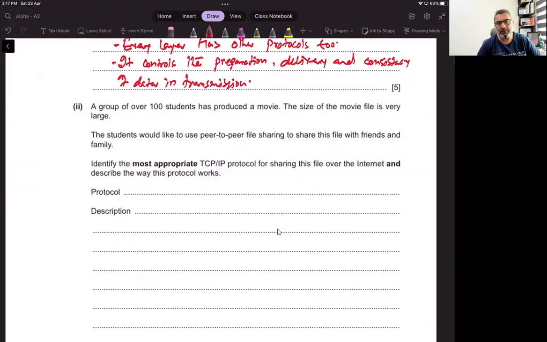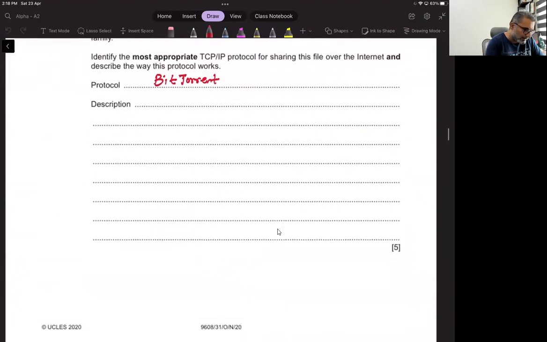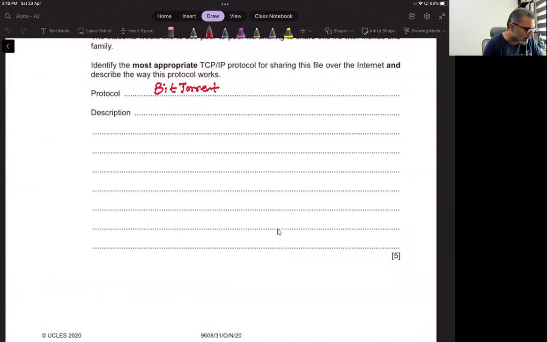So if you do remember, the only peer-to-peer network protocol that we have studied in our syllabus is BitTorrent. And since overall the internet works on TCP/IP, it is also a TCP/IP protocol. So this is BitTorrent. Now it is a 5 marks question. 1 mark you get for the name.